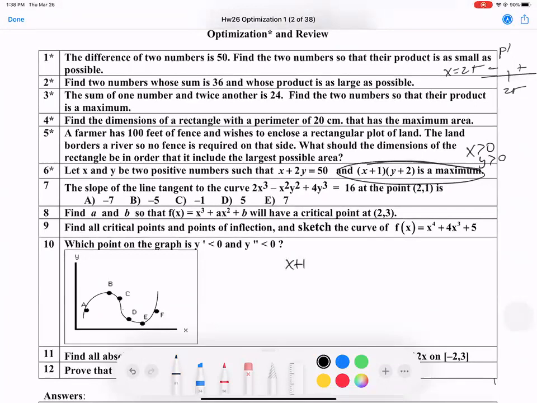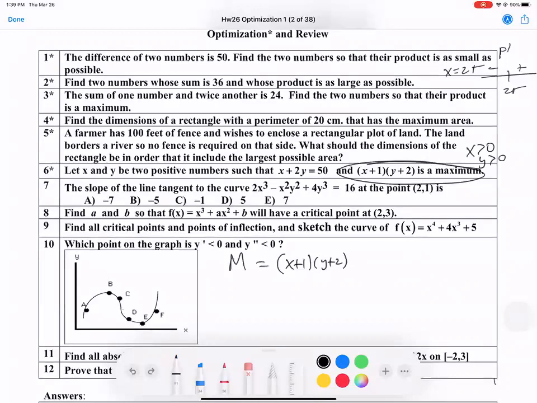x plus 1 times y plus 2 is going to equal some max value, m. And in order to maximize this value, we're going to take the derivative, and we're going to make m prime equal to 0. Because this graph will be something like increasing and decreasing as x and y change. So we want to figure out at what value we are going to have a maximum product.